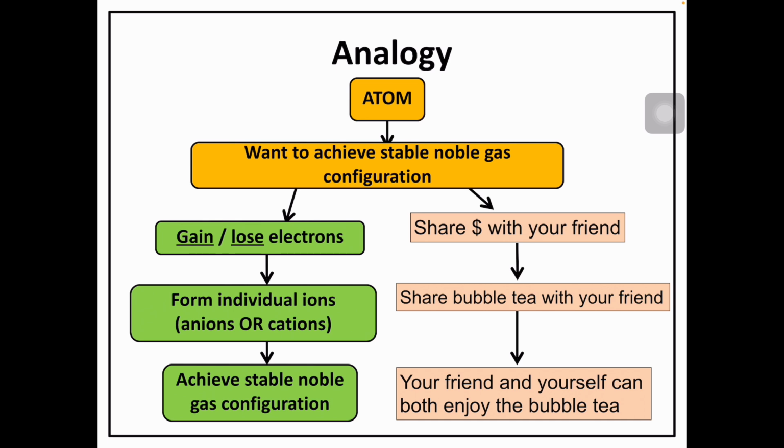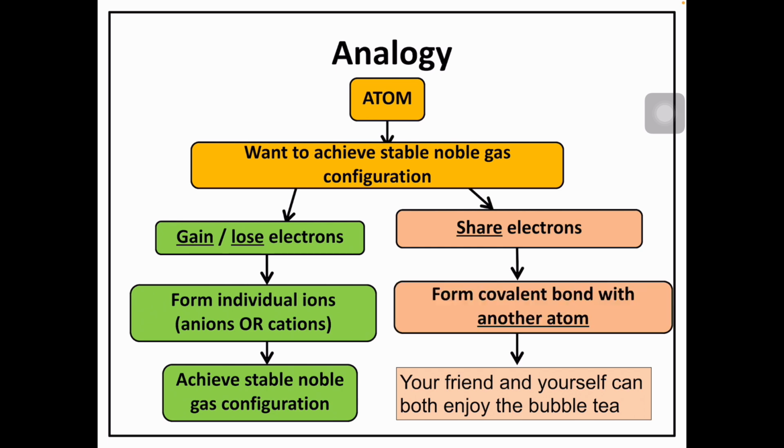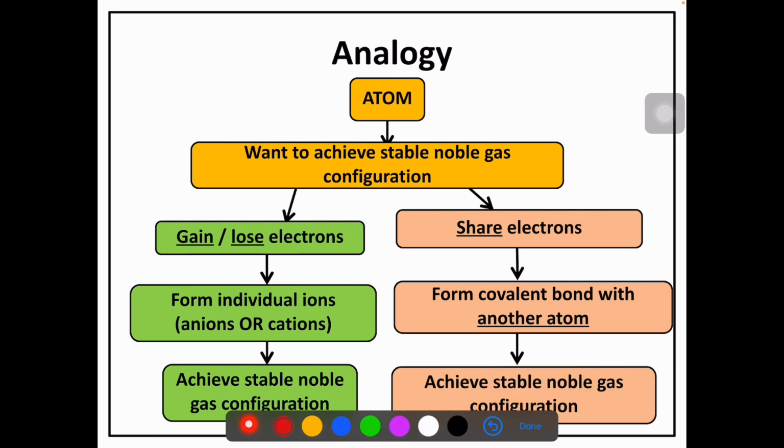On the right-hand side, what you actually have here is the concept of sharing, right? And this concept of sharing is similar to how covalent bonding works, whereby you now share electrons instead of gaining or losing electrons. In the process, you form a covalent bond with another atom. And then, similarly, the outcome is that you still achieve that stable noble gas configuration. Just that now, when you form a covalent bond with another atom, there's this new term that we call a molecule. But other than that, at the end of the day, you realize that both will achieve a similar outcome, right?